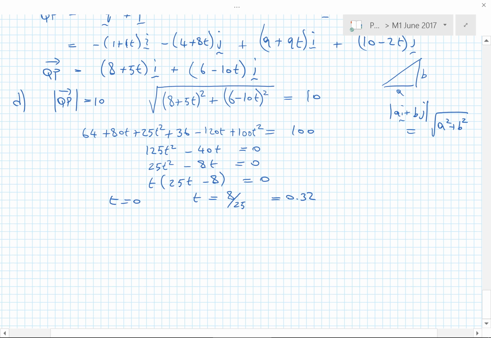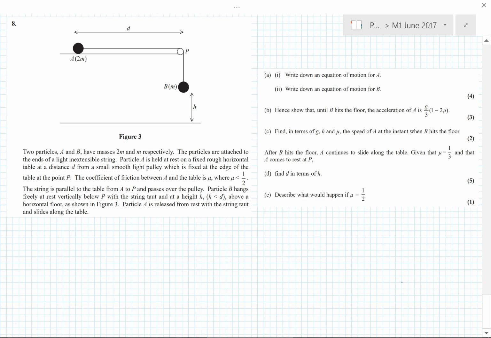Okay, final question. Quite a long one. You see this type of thing quite a lot though. Dynamics, connected particles, that kind of thing. We've got two particles connected over a rough table, with an unknown coefficient of friction, lots of algebra in this, fewer numbers until the end.